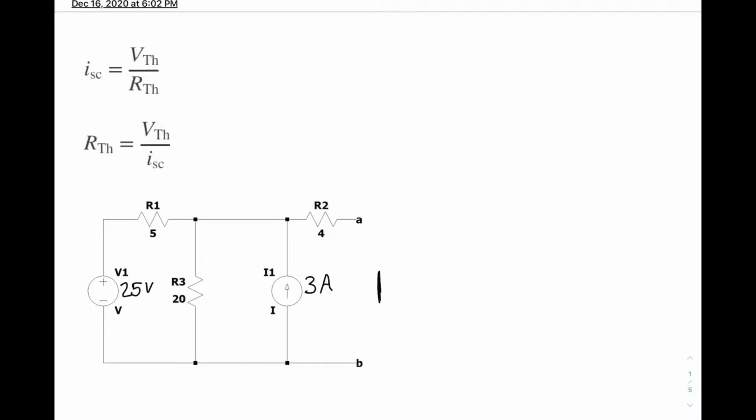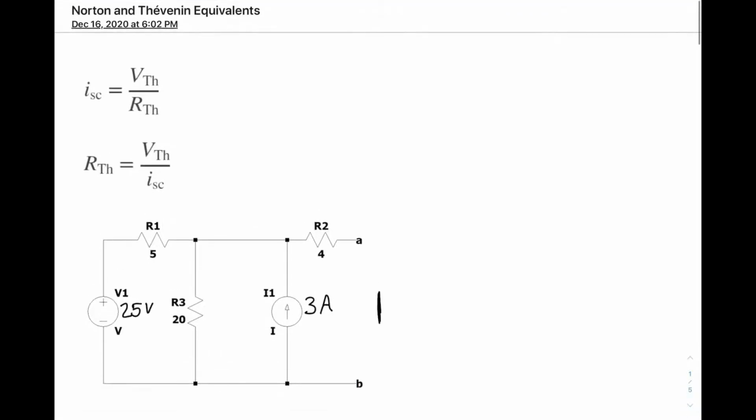Hello and welcome. Our subject for this video is going to be Norton and Thevenin Equivalents. Sometimes when we're analyzing a circuit, we're only interested in what happens at a specific pair of terminals. In this case, we can use Norton and Thevenin Equivalents as a circuit simplification technique to aid us in analysis.